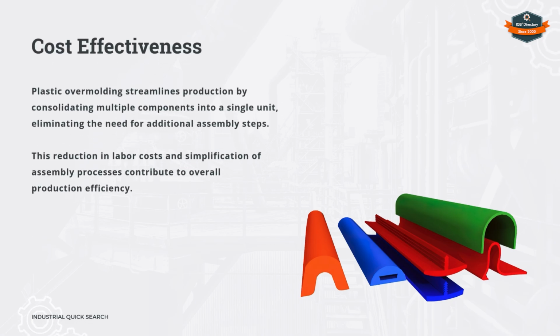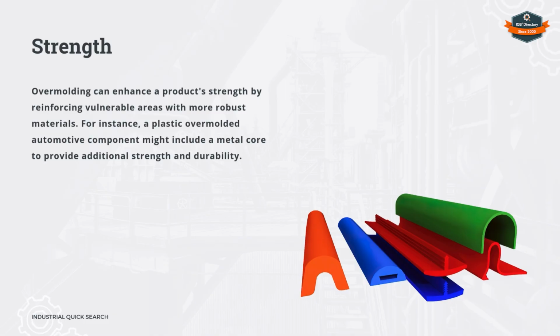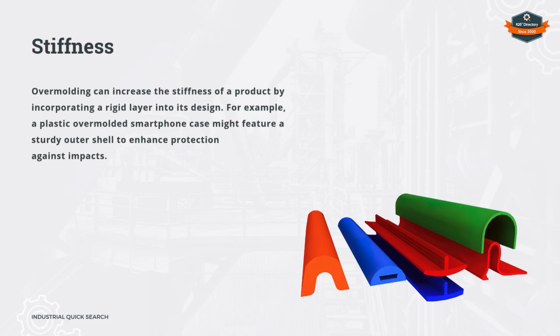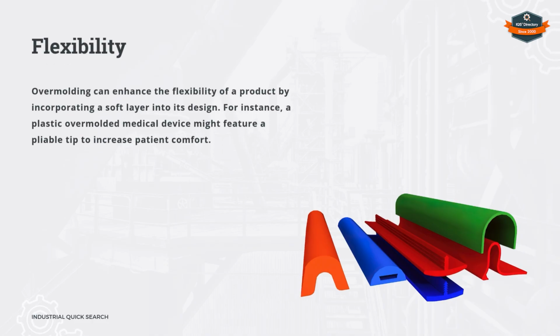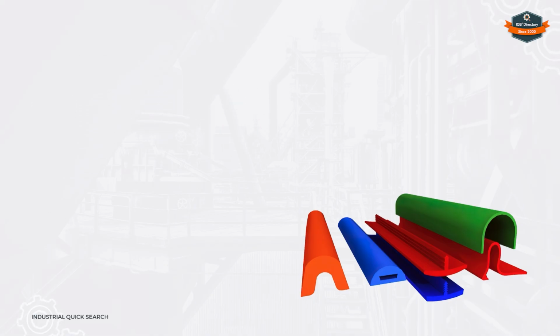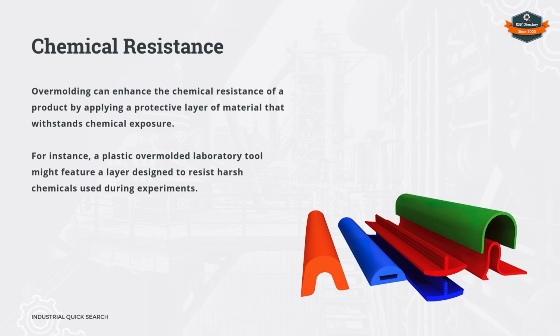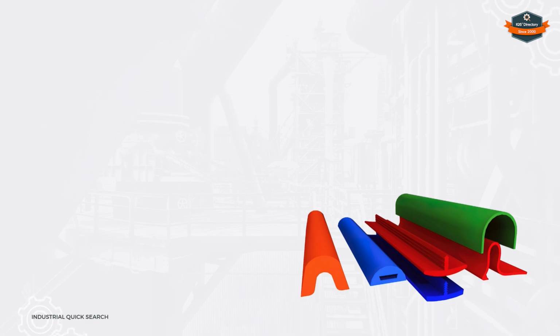Furthermore, plastic overmolding incorporates various beneficial properties of plastic, including strength, stiffness, flexibility, chemical resistance, thermal properties.